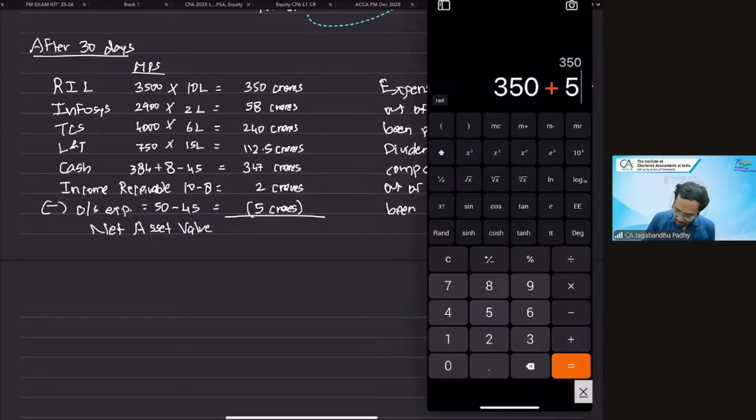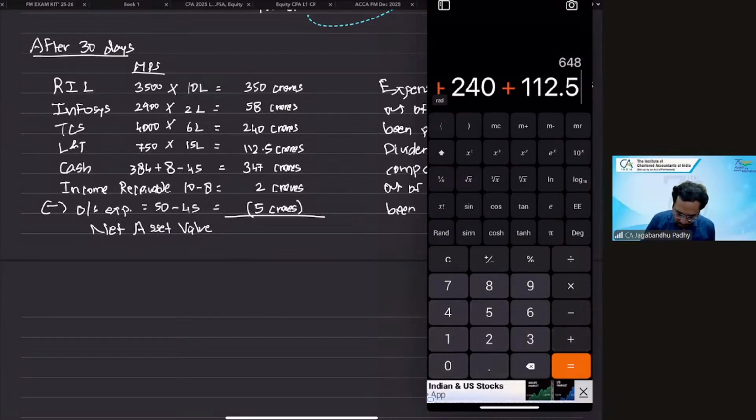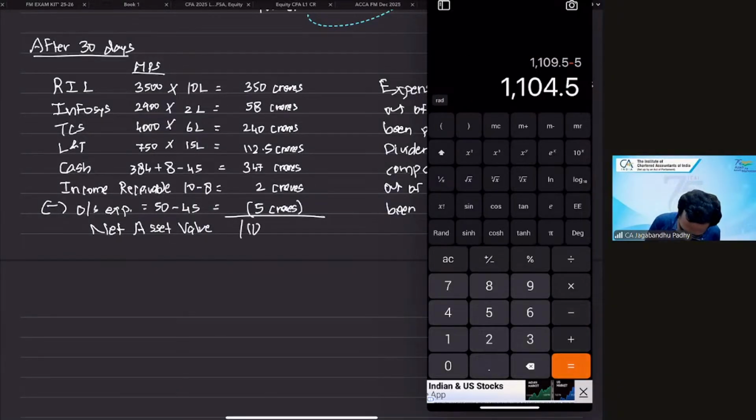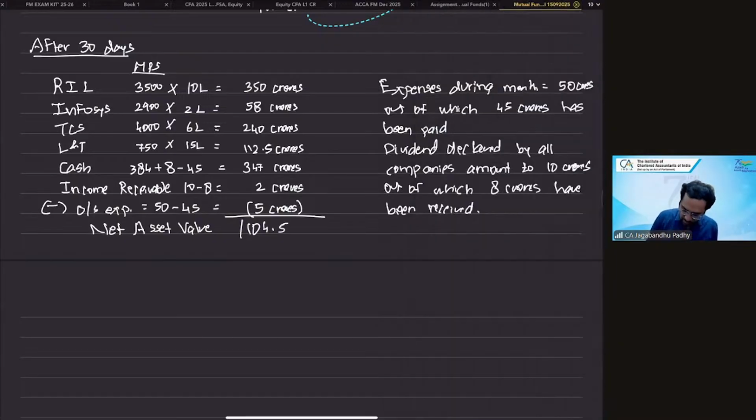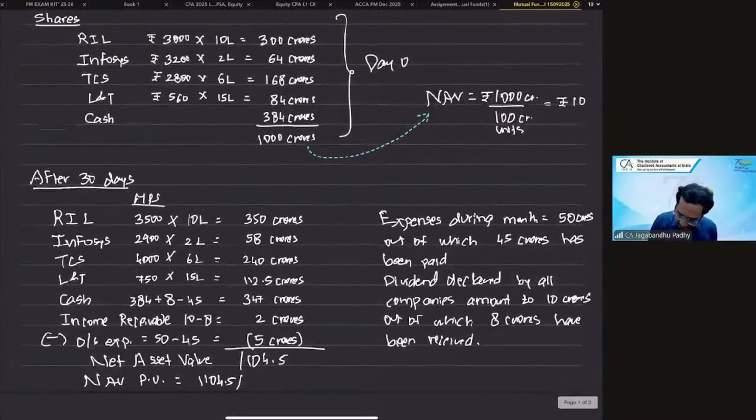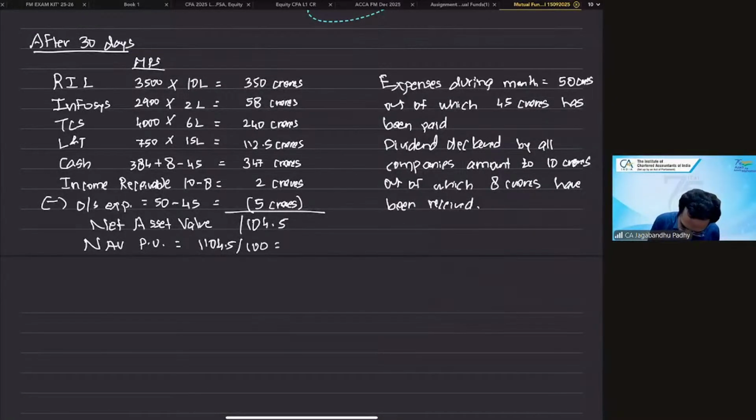350 plus 58 plus 112.5 plus 347 plus 2 minus 5, which is 1104.5. So NAV per unit will be 1104.5 divided by 100 crores. So that's going to be 11.045. Got it?